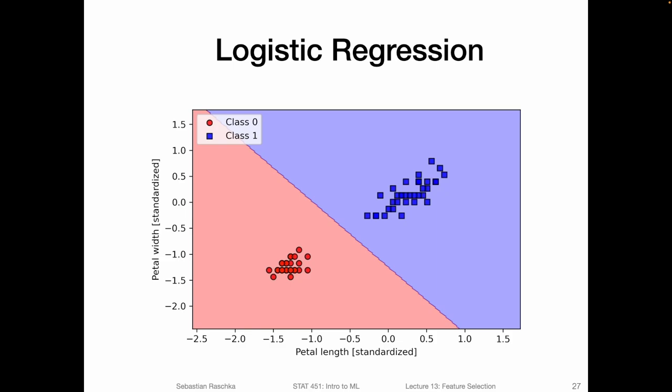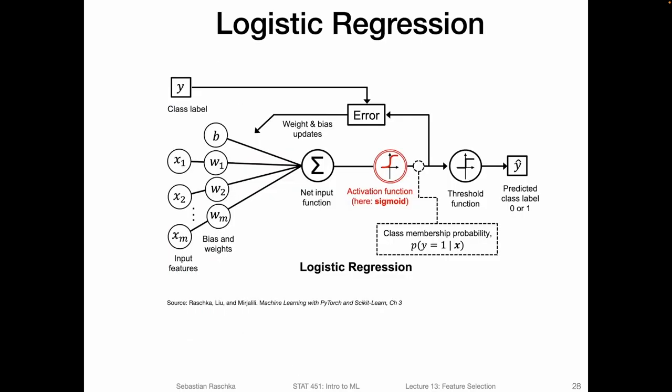So here in this example, I'm showing you a binary logistic regression model where we have two classes from the iris dataset with two features, the petal length and the petal width. And one thing to see here is that logistic regression produces a linear decision boundary to separate these two classes. So the decision boundary is actually based on applying a threshold to the weighted sum of the inputs, which are also going through a nonlinear transformation function. Okay, this sounds maybe a little bit complicated, so I have actually a figure here summarizing all of it.